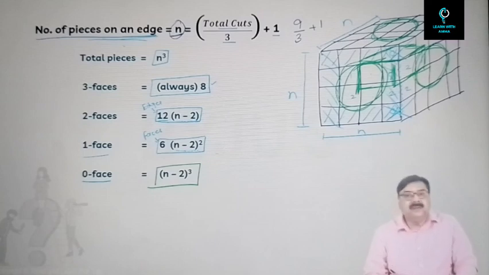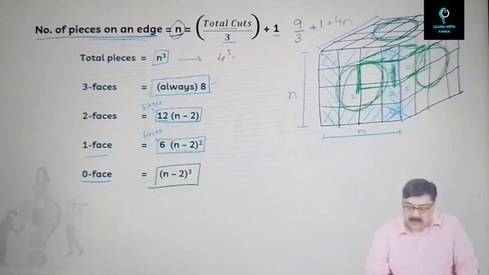Now see how simple and easy this becomes. When you know that for this diagram there are 9 cuts made, 3 in each direction, so in each direction, on each edge, in each row, in each column, the number of pieces is going to be 4. So total number of pieces, 4 cube, that is 64. 3 faces colored, always 8.